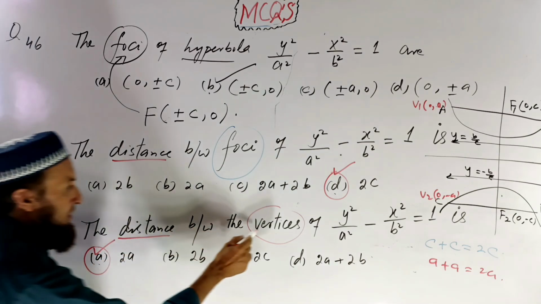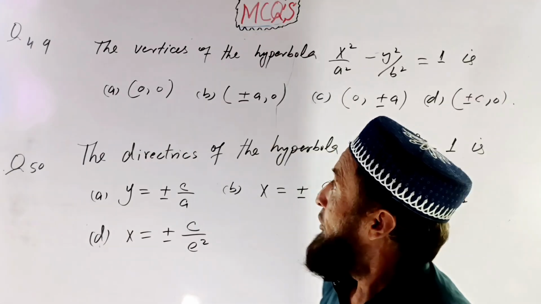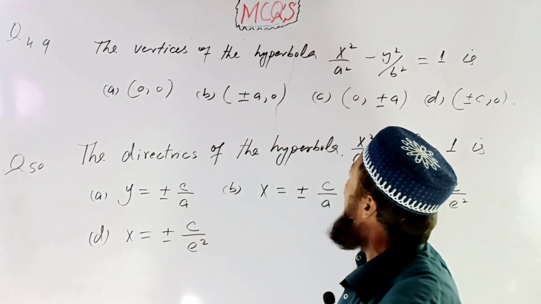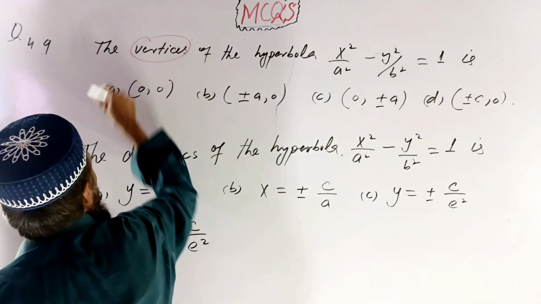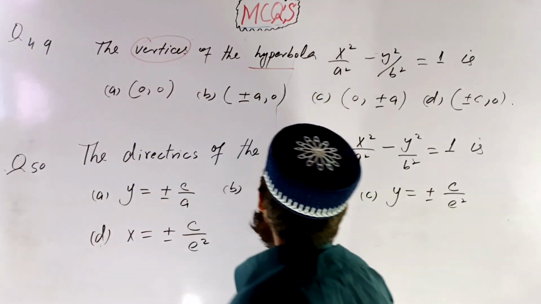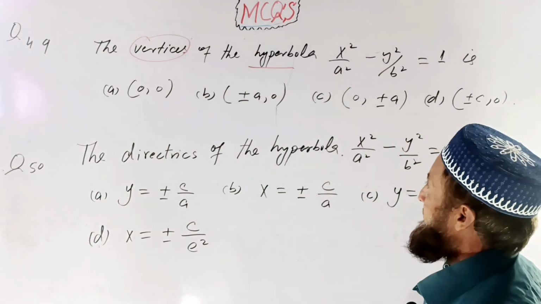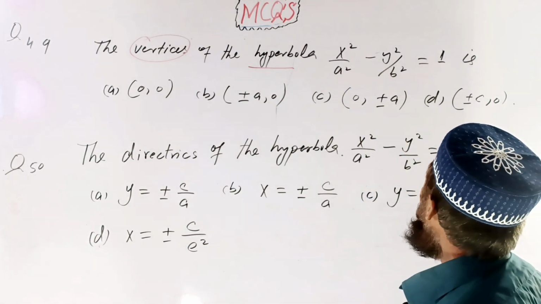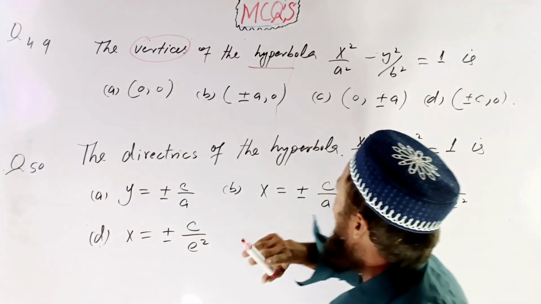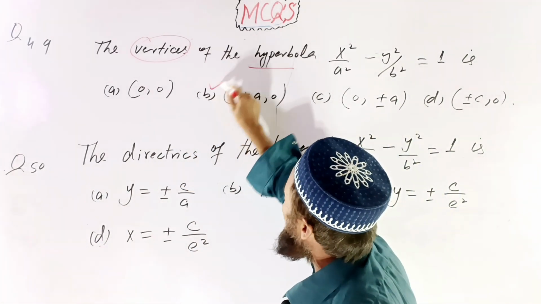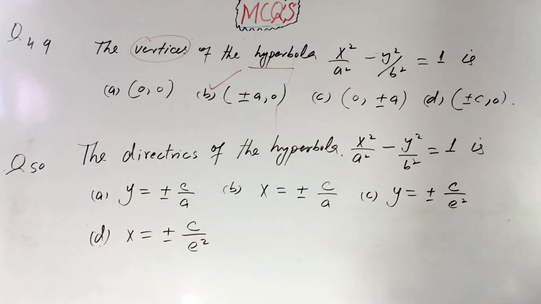Now the question asks about the vertices of the hyperbola. The vertices of the hyperbola are along the transverse axis. As we know, 0 0 is the center, and plus and minus A are the vertices. Option B is the correct option.